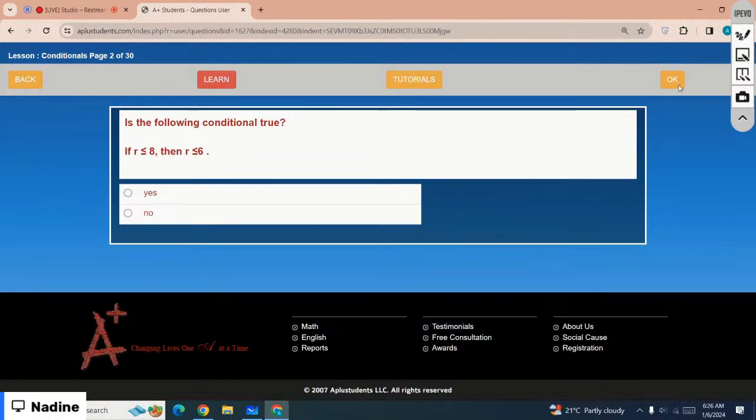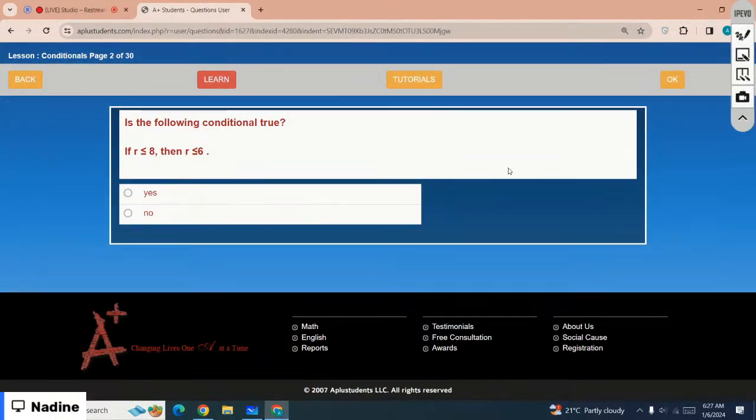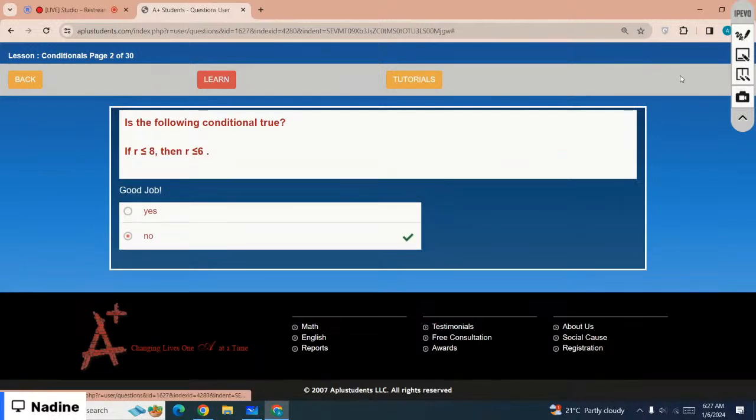Is the following conditional true? If r is less than or equal to 8, then r is less than or equal to 6. False, it is, right? Because here you have r less than or equal to 8, which includes 7 and 8, but in the conclusion you are restricted to 6. So that is no. The correct option is no. Got it?